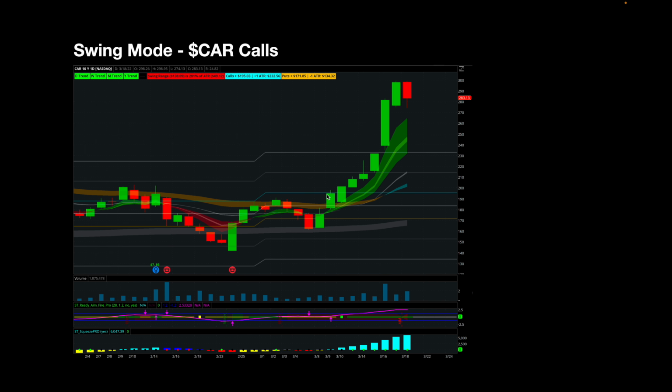So I like to use the swing levels paired with the TTM squeeze. I find that they work really, really nicely together. But I'd love to hear what you guys think and if that works out well for you.